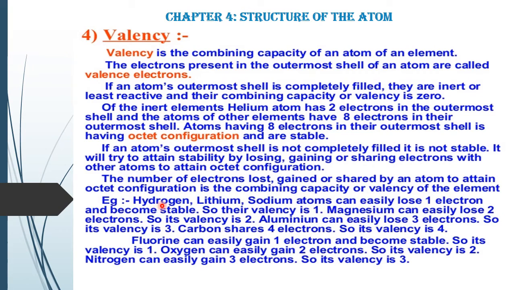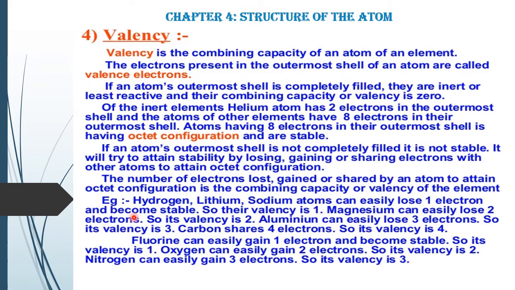Example: hydrogen, lithium, sodium atoms can easily lose 1 electron, because they have 1 electron in the valence shell, the last shell, and become stable. So their valency is 1. Magnesium can easily lose 2 electrons. It has 12 electrons, 2, 8, 2.